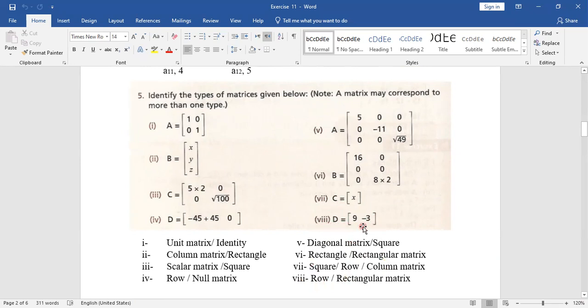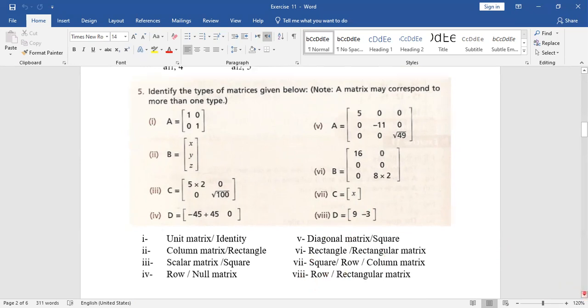Now 8, 9 and minus 3. It's a row matrix. There is only one row and the order is not the same. That is why it is called a rectangular matrix.